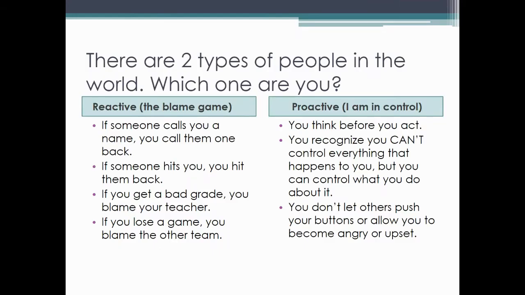So in this section of the book, we start to discuss 2 different types of people in the world. Obviously, there are many different types of people in the world, but these are just some categories that we can fall in as human beings based on how we respond to the world around us. So this question asks, which one are you? We are going to split people today into the categories of reactive or proactive.